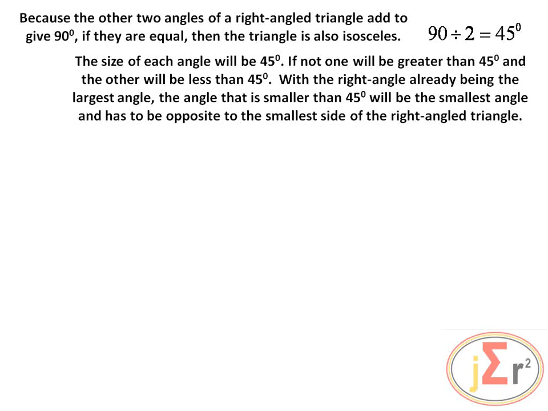If not, one will be greater than 45 degrees and the other will be less than 45 degrees. So as long as the other two angles of a right angle triangle are not equal, one has to be greater than 45 degrees, the other will be less than 45 degrees.